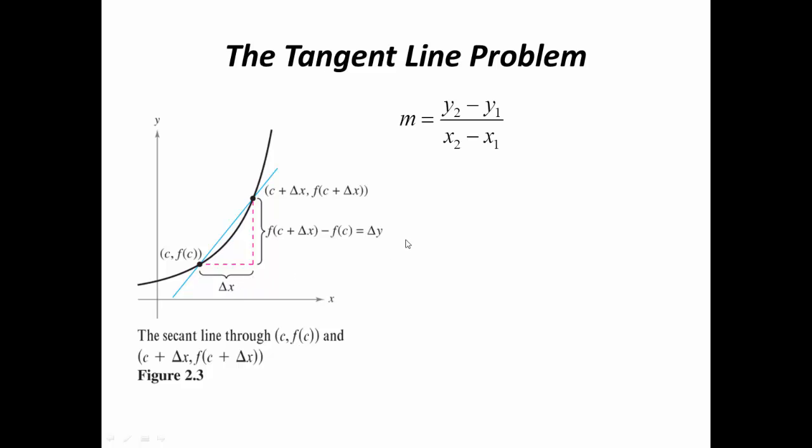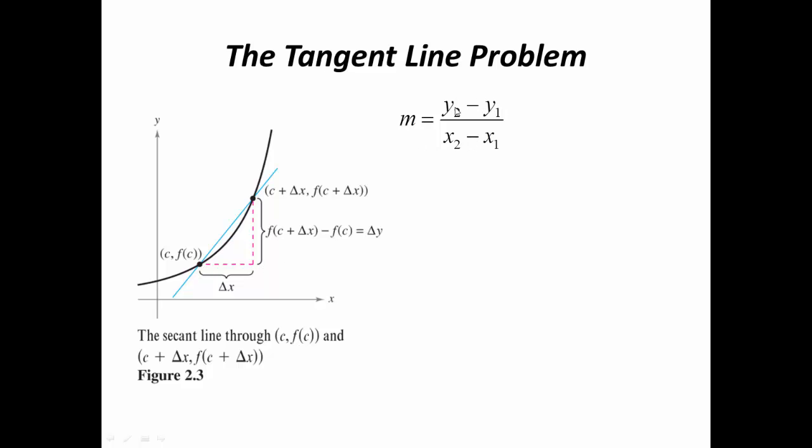So, in order to find the slope, we have a slope formula, right? So you're going to take the second y minus the first y, f of c plus delta x minus f of c, over c plus delta x minus c. Well, you know that c plus delta x minus c, x2 minus x1, is just going to be delta x because the c's cancel. You're going to get this difference here, this piece here. So that's going to be my denominator.